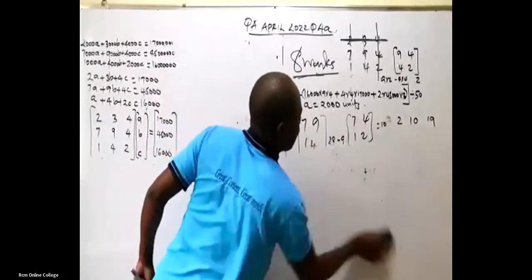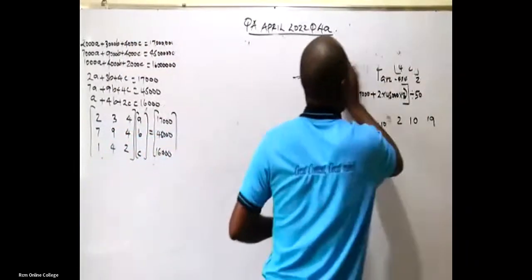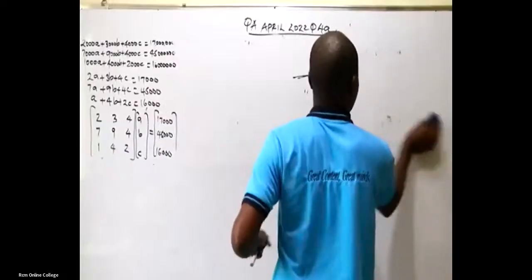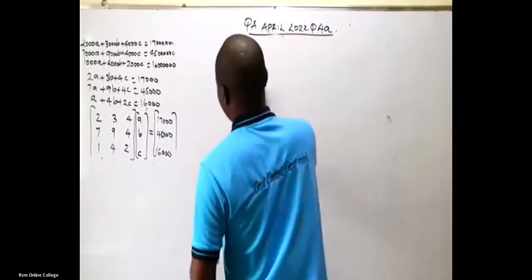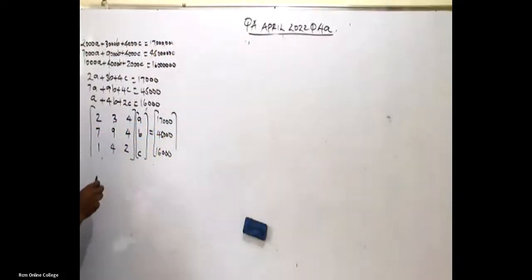So we'll be able to generate the first one. We call them minus. So 2, 10, 19 is already available. You have a new first row that is 2, 10, 19.